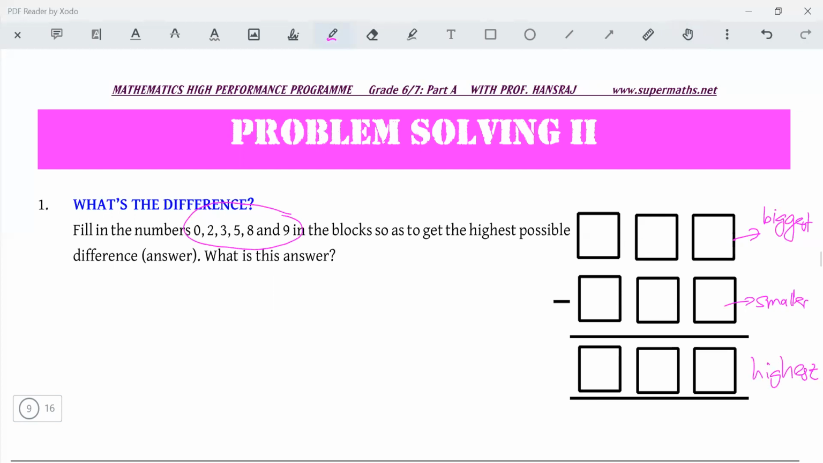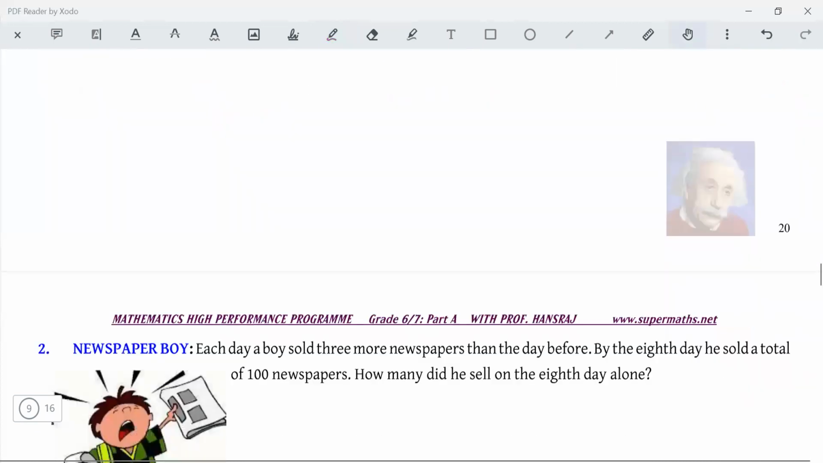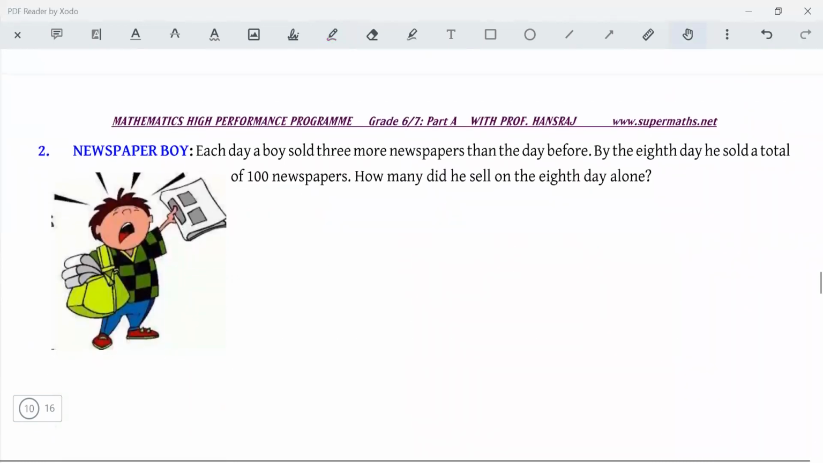Okay, so what is the biggest possible number you can get from these 6 digits? And what is the smallest? Remember, you cannot have a number like 0, 8, 9. That's not allowed. Right? Numbers don't start off with a 0. You can have a 0 in the middle or in the end, but not at the beginning. Anyway, you find that out.